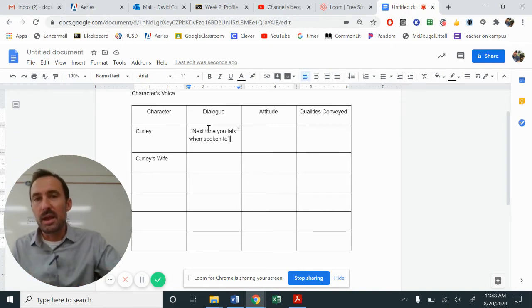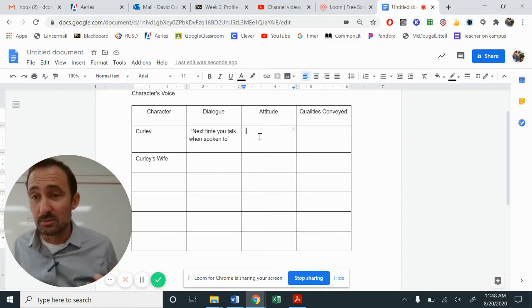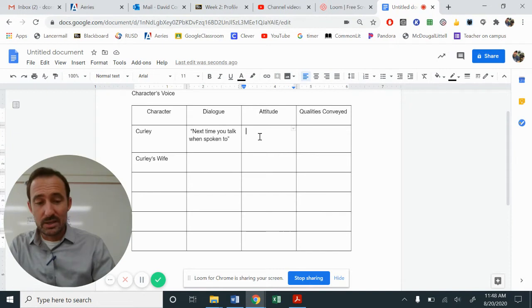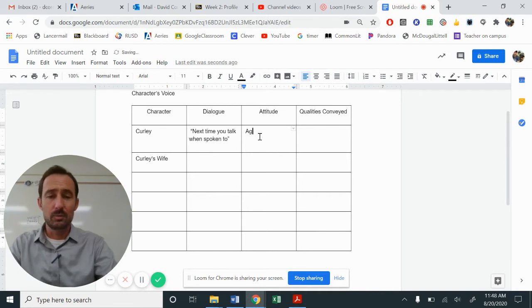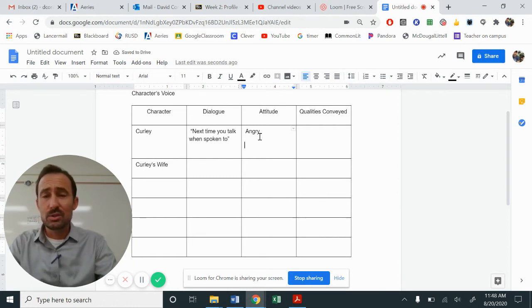So from there, already we can tell the attitude. He talks and he kind of confronts Lenny. We can say right off the bat that his attitude is kind of, we can use angry. Okay, we could use angry. He is angry. He's also trying to intimidate him. His attitude comes across as very intimidating.